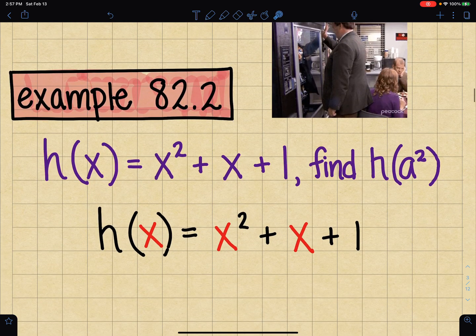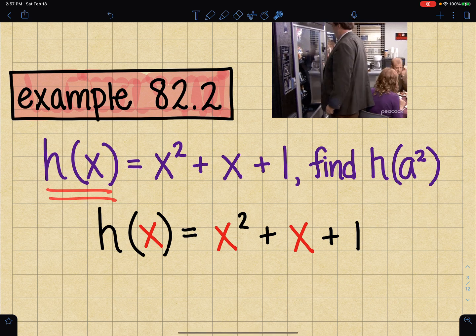Cool. Okay, it doesn't have to be function of x. It could be h of x. That might be the machine.